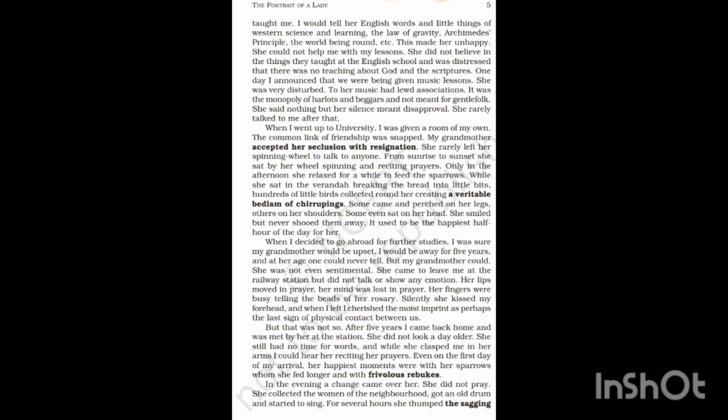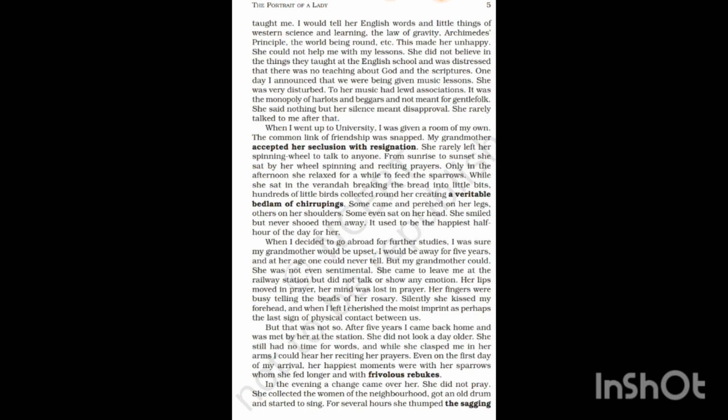But that was not so. After 5 years, I came back home and was met by her at the station. She did not look a day older. She still had no time for words, and while she clasped me in her arms, I could hear her reciting her prayers even on the first day of my arrival. Her happiest moments were with her sparrows, whom she fed longer, and with frivolous rebukes.